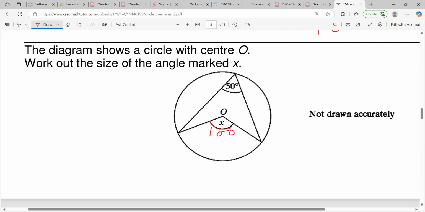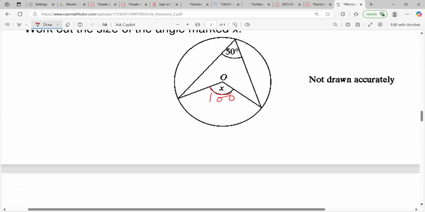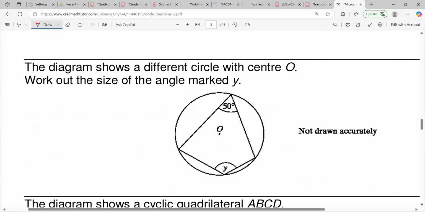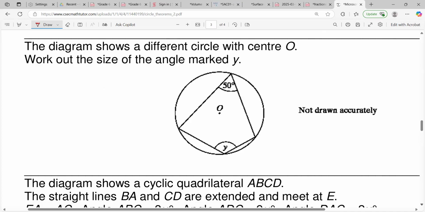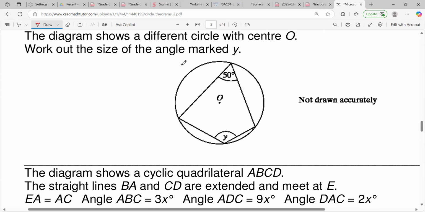All right. Let's proceed to the next one. The diagram shows a circle with center O. Work out the size of the angle marked Y. So they wanted us to find this angle here. All the best.